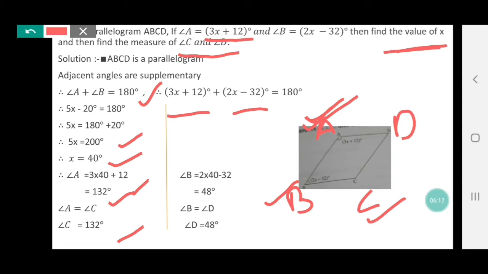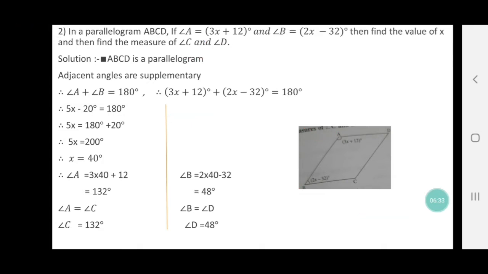Similarly, we have to find angle B to get the value of D. So in place of x I substitute 40. So it is 2 into 40 minus 32, that is equal to 48. So angle B is equal to angle D. Therefore angle D is also equal to 48 degrees. I hope it is clear.